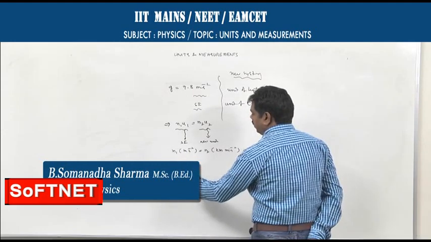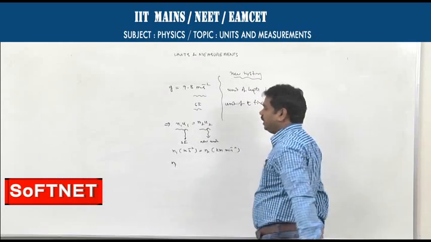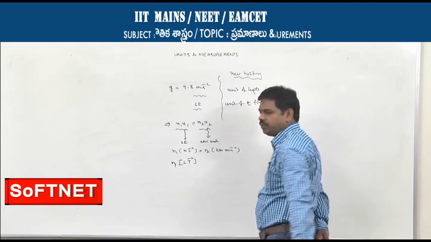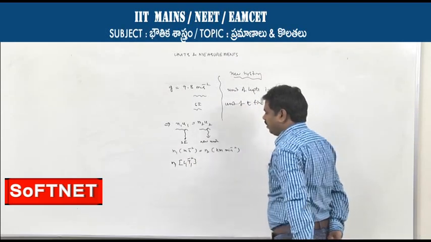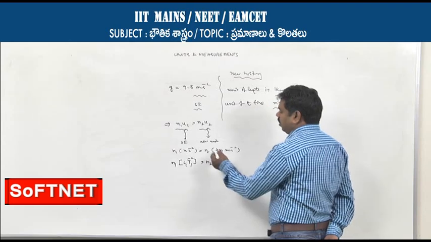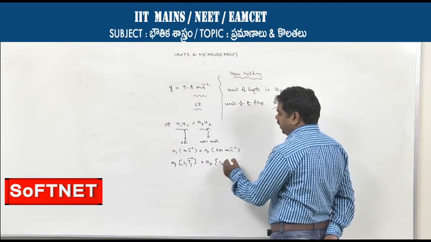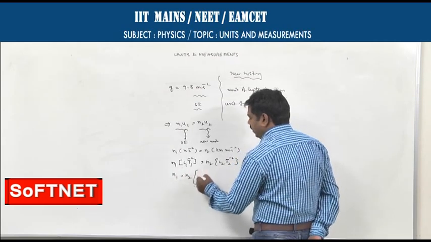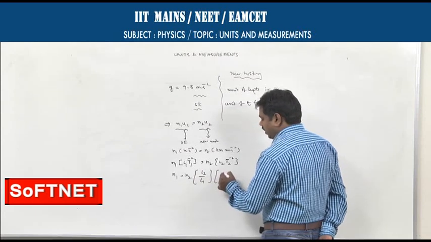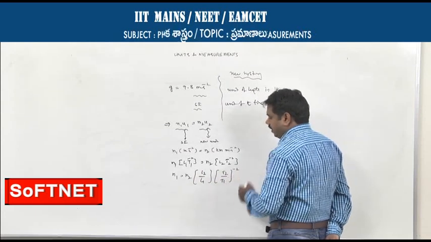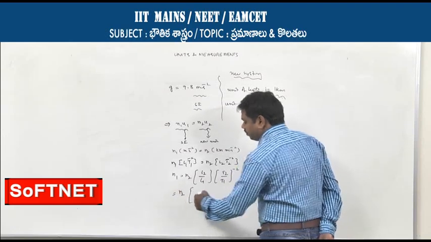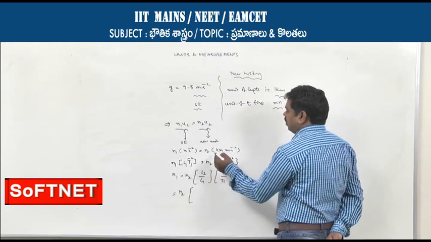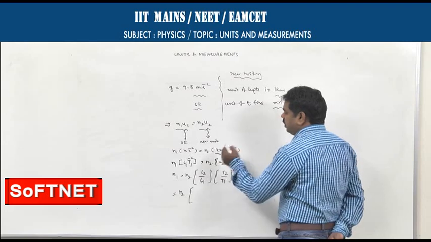The dimensional formula of meter per second square, that is acceleration due to gravity, is L T power minus 2. It is in the SI unit, so L1 T1 for N1, and for N2 it is in new units, so let me call them L2 and T2 power minus 2. Then N1 is equal to N2 into L2 by L1 and T2 by T1 power minus 2. L2 is the unit of distance in the new system, that is kilometer.